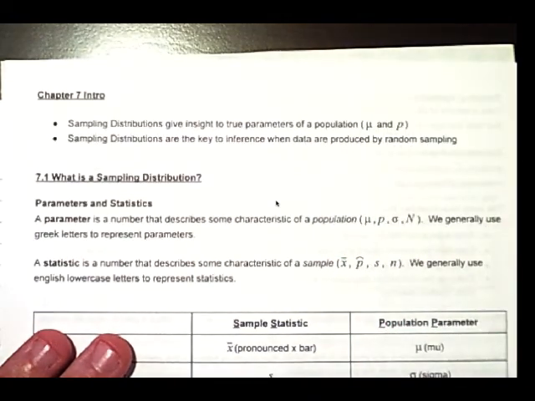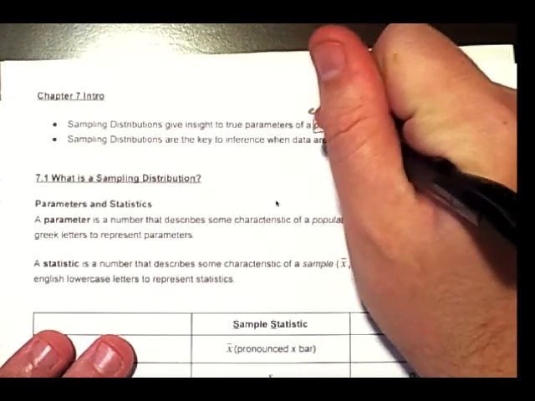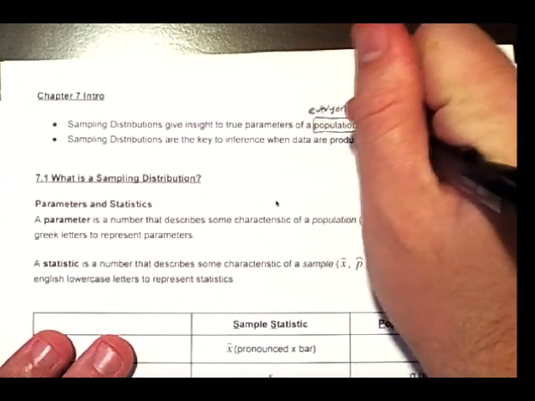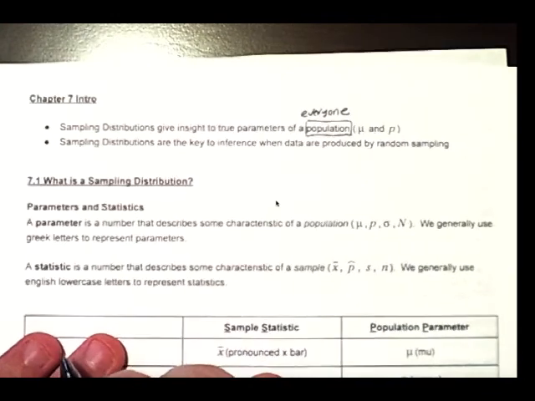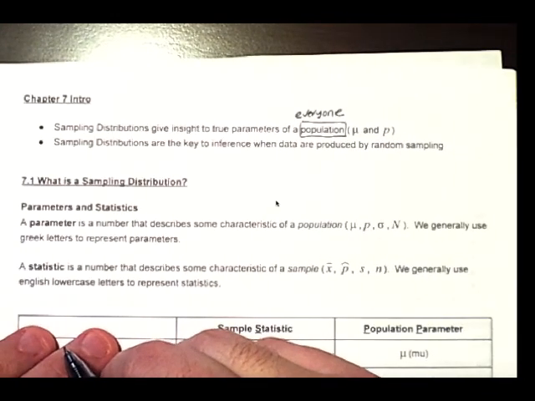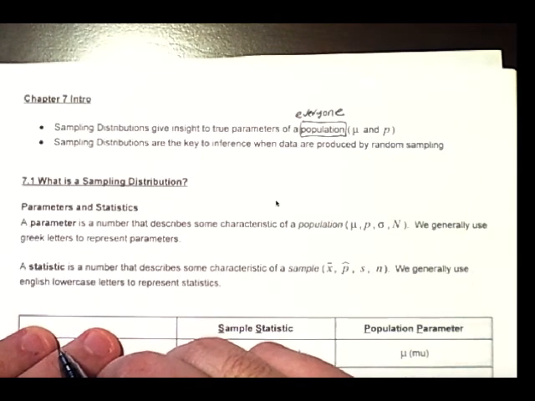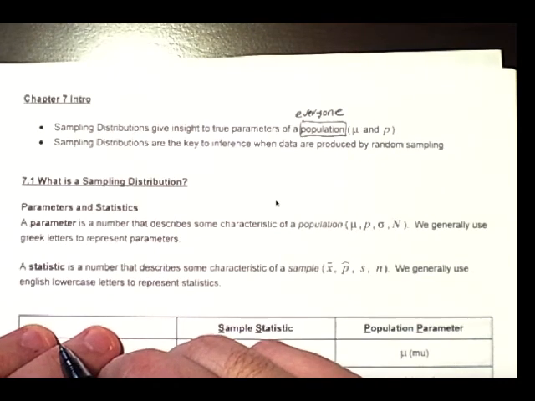When we're talking about a population, remember we're talking about everyone. The population includes everyone, depending on what the population is. It could be a population of a high school. It could be the population of the United States. It could be the population of the width of all bottle caps, that kind of thing.